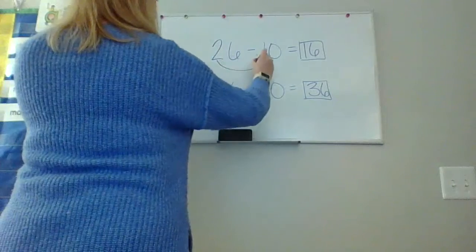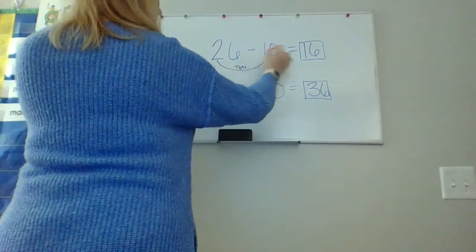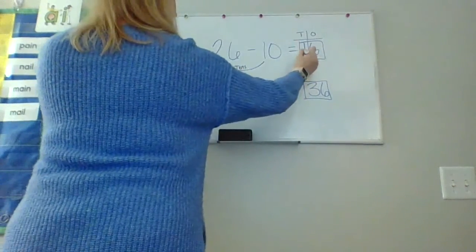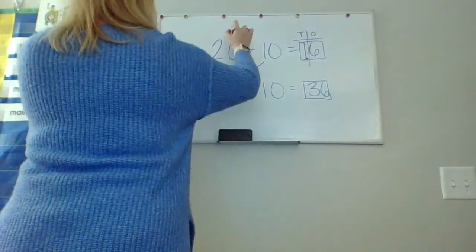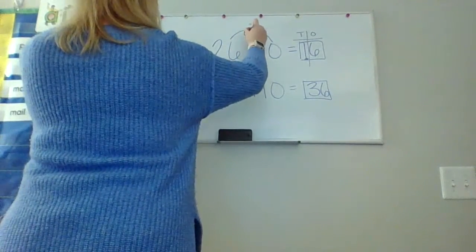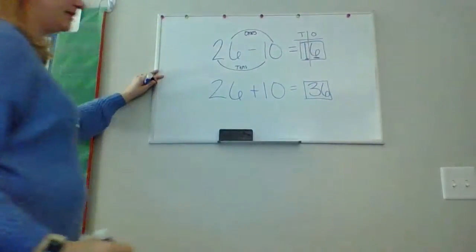So remember, if you did this simple 2 minus 1, this was your tens. 2 minus 1 is 1, so that is correct. Then you could do this one here. 6 minus 0 is your ones. 6 minus 0 is 6, so that is correct.